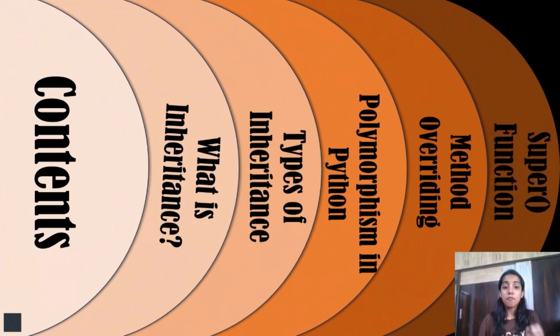Here's our roadmap. We will start by understanding inheritance, then move into its different types. We will look at how polymorphism makes our code flexible and how method overriding gives us control. We will learn all this with coding examples, so without wasting any time, let's dive into the video.